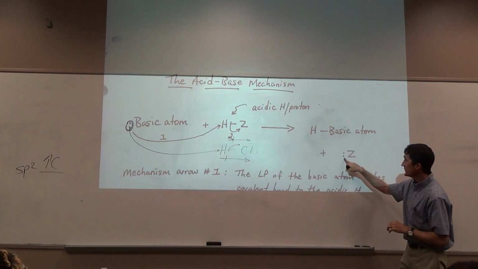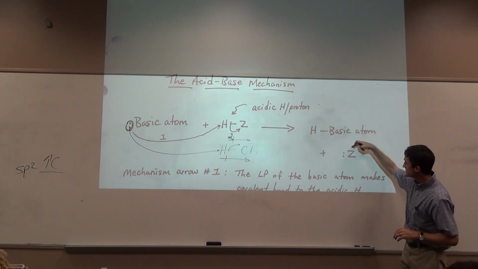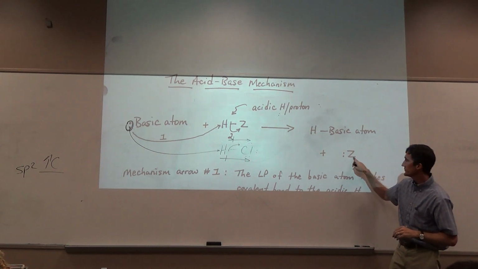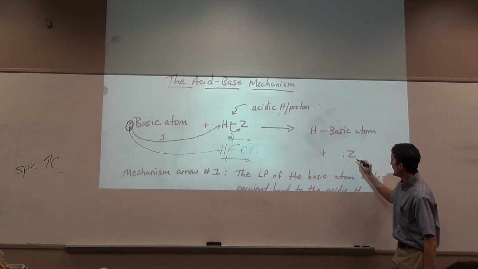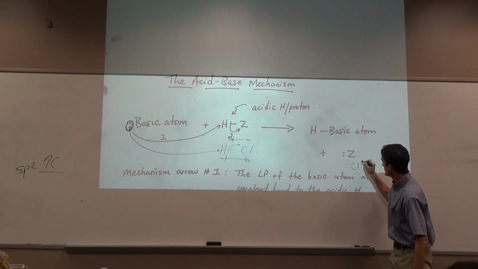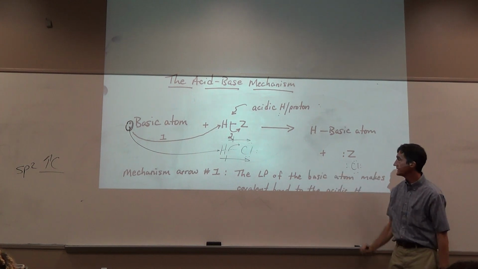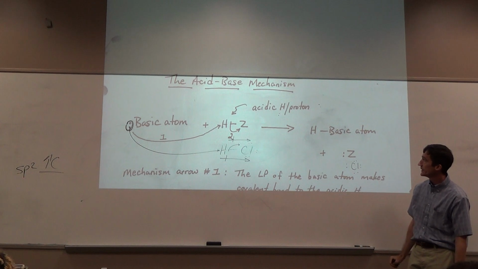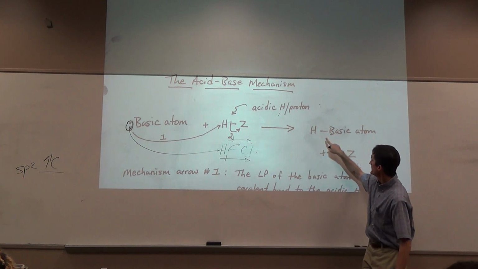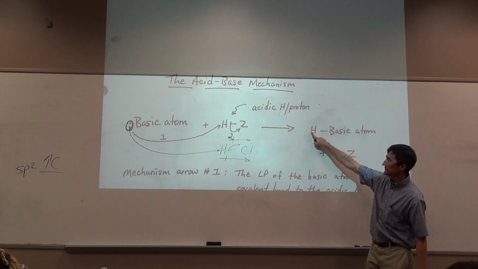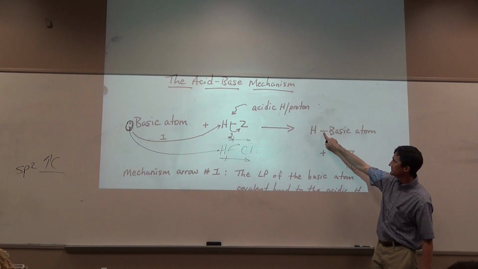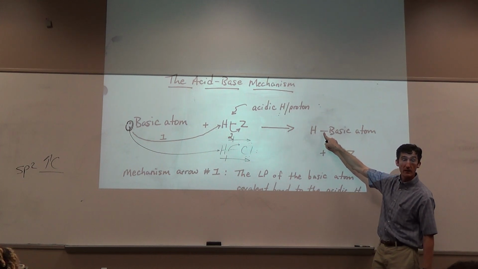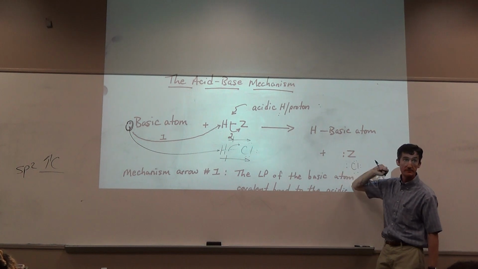Now, I'm just drawing the new one there. If it's chlorine, there's 3 on it already. So if you want to stick with the chlorine, it would be Cl, and there's 3 there that were there to begin with. But now the basic atom is bonded to the H. And this used to be what on the basic atom? That used to be a lone pair. But now the lone pair is bonded to the H.